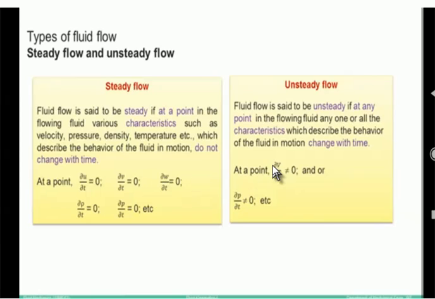But in unsteady flow, if you measure the pressure at 1 o'clock, it shows 10 bar. The same fluid flow pressure can be observed after 1 hour. After 1 hour, say 2 o'clock, if it shows below 10 or more than 10 bar, then it is called an unsteady flow. That means the pressure is not constant with respect to time. That is called an unsteady flow.